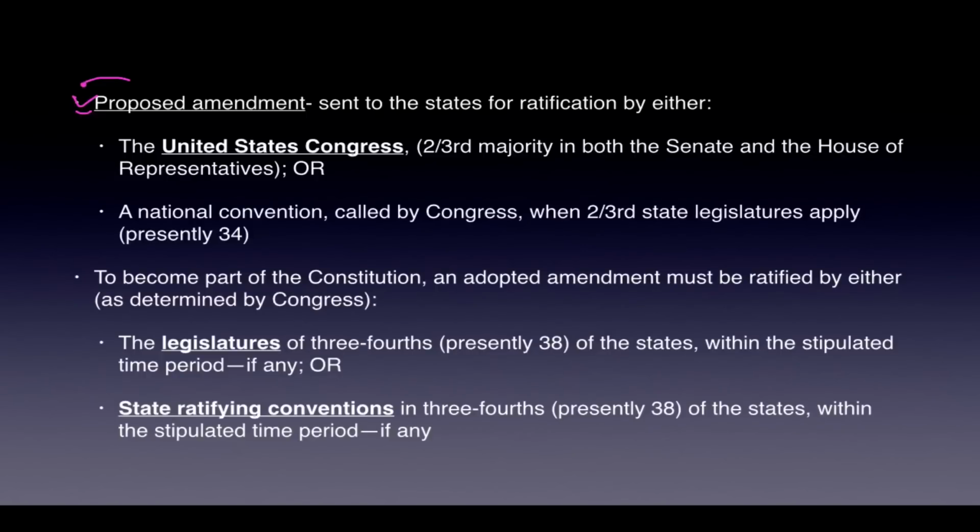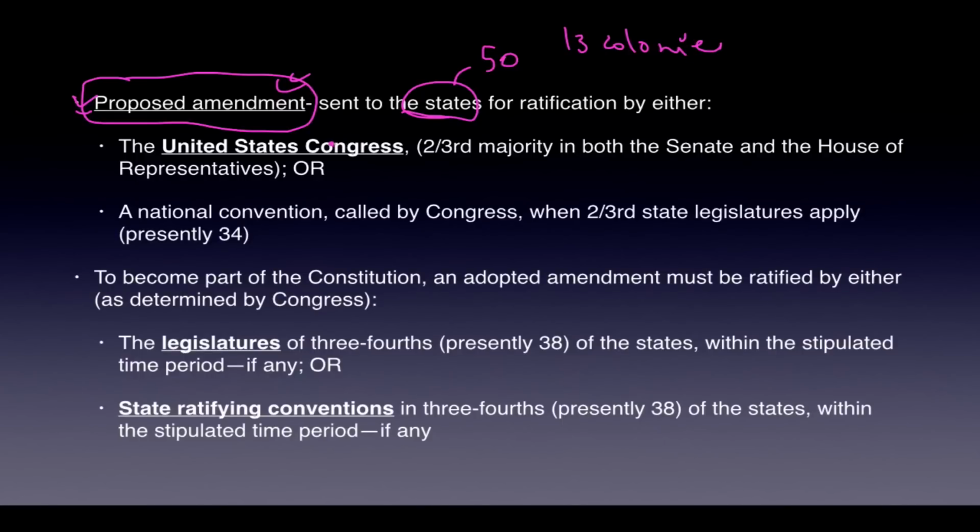Then we come to the proposed amendment. How does an amendment actually happen in the USA? See, a proposed amendment is sent to the states. States means the 50 states of the USA. Earlier they were fewer. When it started out, it was 13 states, 13 colonies, as you might be knowing. So first of all, it can be passed by the United States Congress. In that case, what will happen? 2/3 majority is needed in both houses.